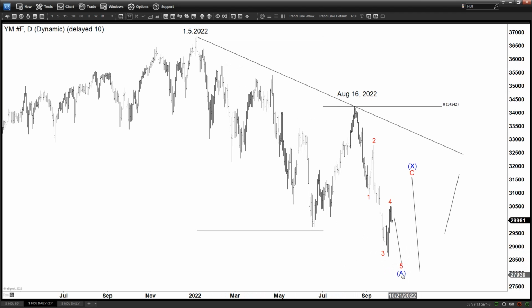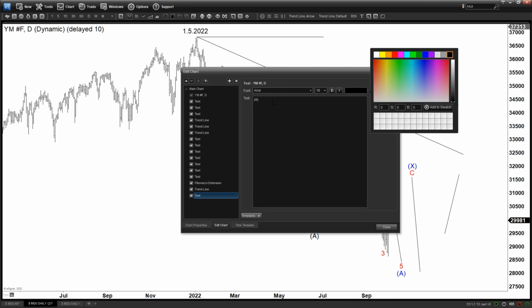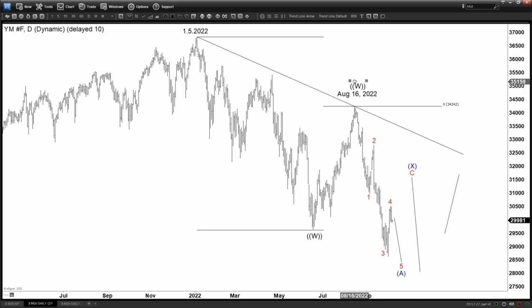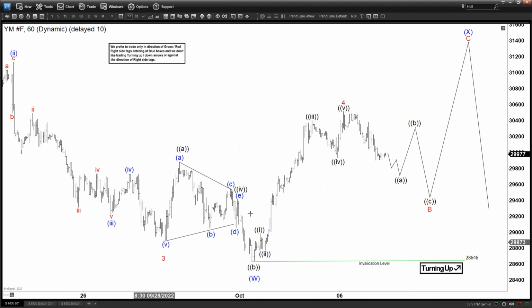So you can call this, let's say, W here in the higher degree. So this would be your W, this would be your X, and then now you're in the wave Y, but the wave Y could be in the form of ABC, or it could be in the form of WXY, right? It could be in this form or in the form of ABC, right? So as you can see, there are many different ways which all lead to more downside.